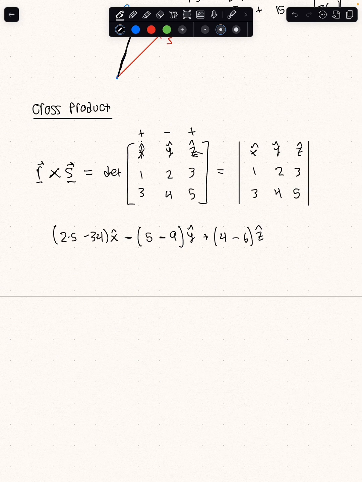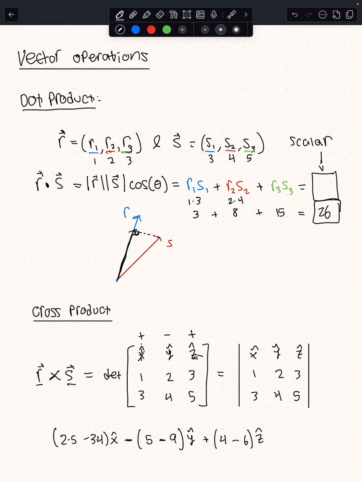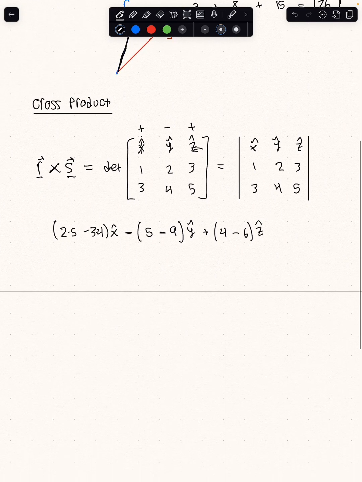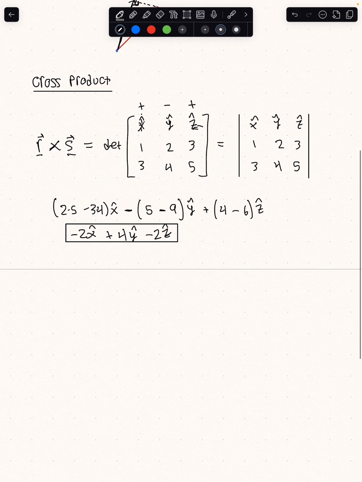And this is going to give us a vector where the dot product gave us a scalar. The cross product is going to give us a vector. This is going to be 10 minus 12, negative 2 x hat; 5 minus 9 is negative 4, minus negative 4 is going to be plus 4 y hat; and plus 4 minus 6, negative 2 z hat. So this vector here is going to be our curl. Not curl, that is something else we will learn about, but it is defined by the cross product.